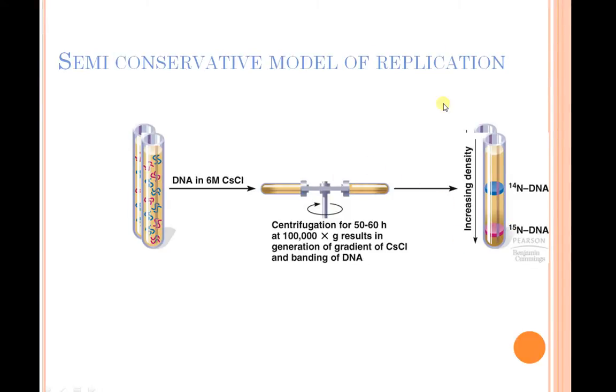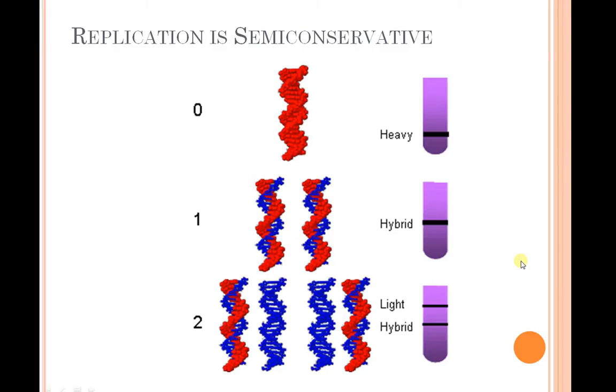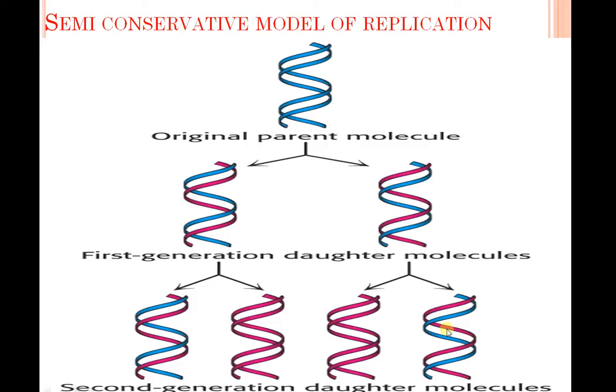For the semi-conservative model, we follow the cesium chloride density gradient procedure. With increasing density, DNA forms a light band and a heavy band lower down. The hybrid band indicates the semi-conservative model. In the first generation of daughter cells, one strand is from the parent DNA and the other is newly synthesized complementary DNA, and we can observe a light band and a heavy band.